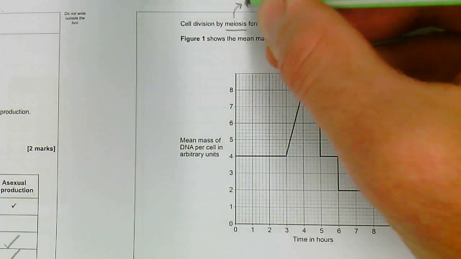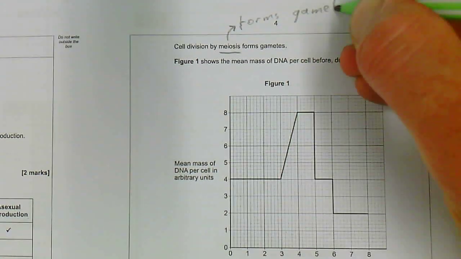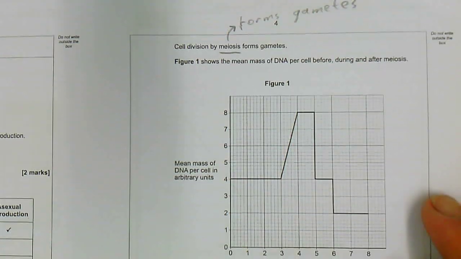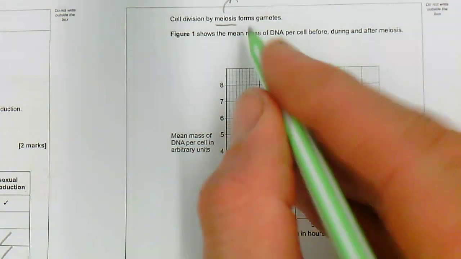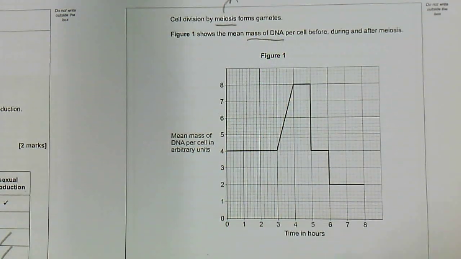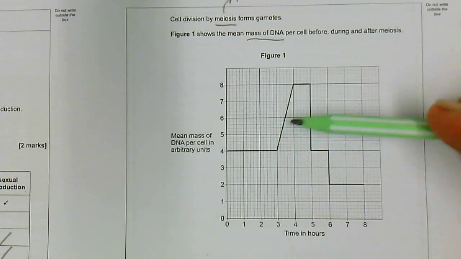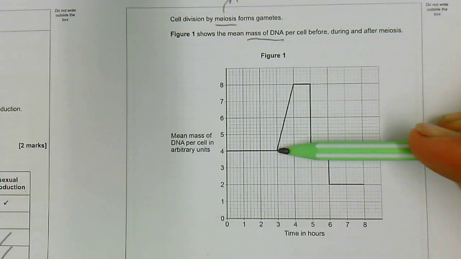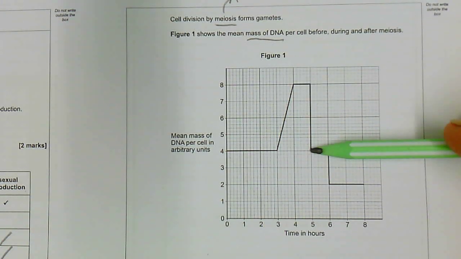Okay. Slightly odd graph here that we've got to try and make some sense of. It says cell division by meiosis. So remember, mitosis happens in my toes, meiosis happens in my ovaries. So meiosis is to do with forming gametes. So meiosis forms gametes, so egg cells or sperm cells or pollen or whatever. And the diagram shows the mass of DNA per cell before, during and after meiosis.